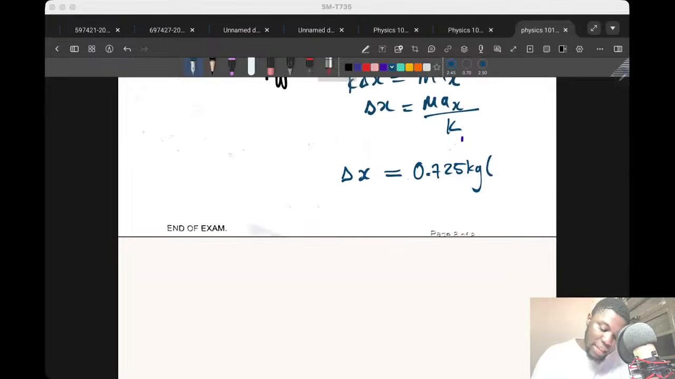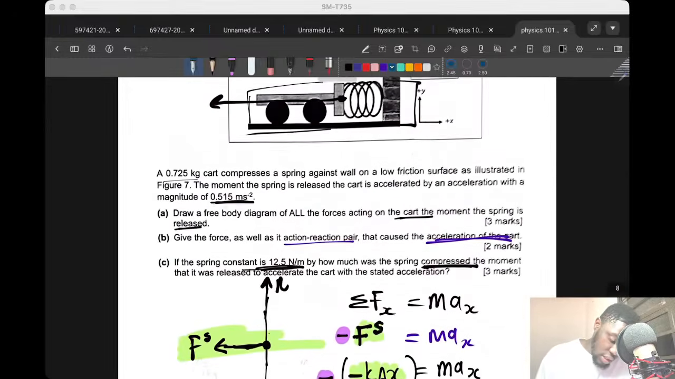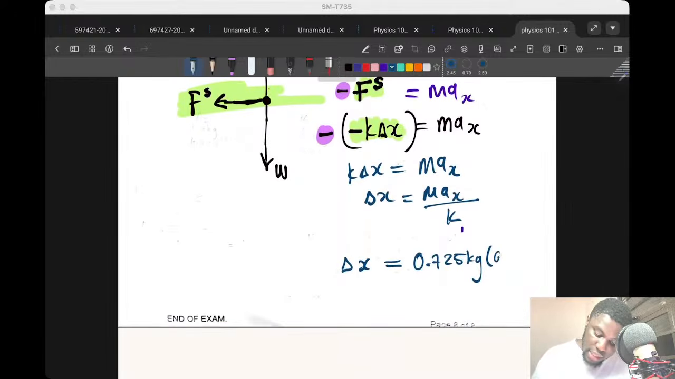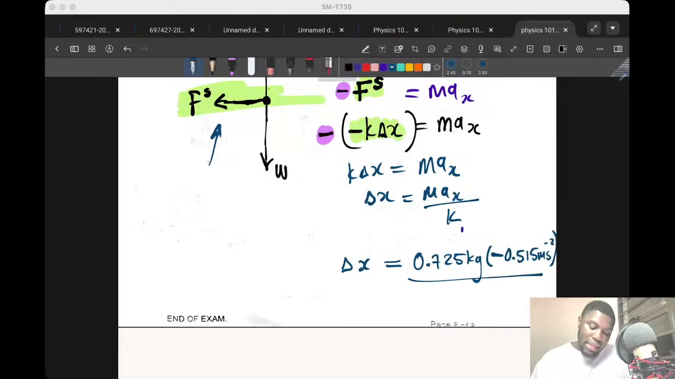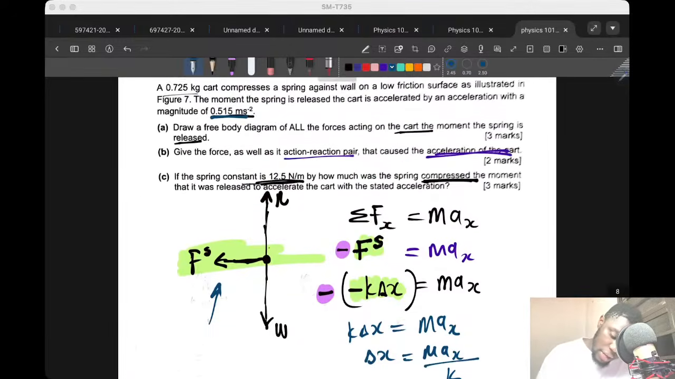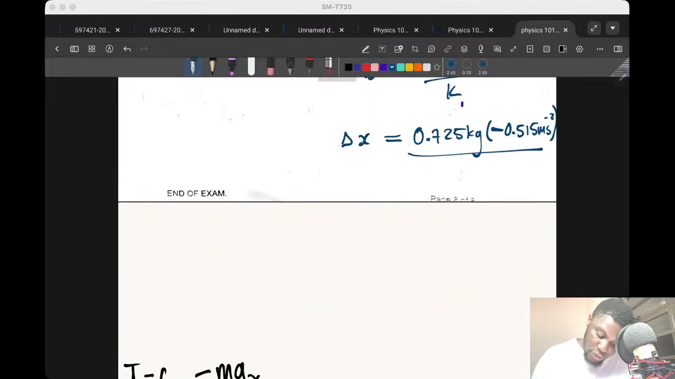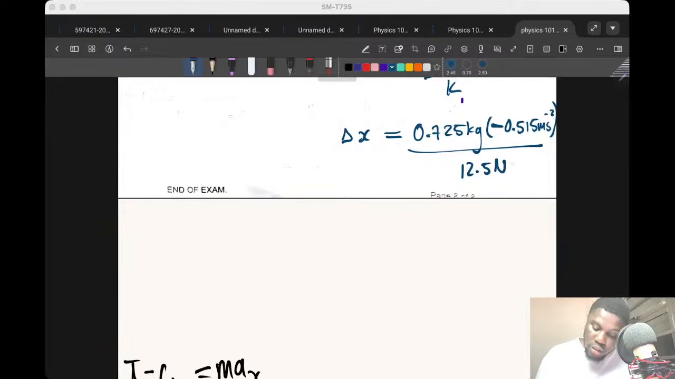So 0.725 kgs, by the acceleration. What is the acceleration? Negative 0.515 meters per second, negative because its acceleration is to the left. Remember, this thing is going to the left. So negative 0.515 meters per second squared, divided by K. What is the value of K? Here, 12.5 newtons per meter. So divided by 12.5 newtons per meter, you are going to get your delta X.